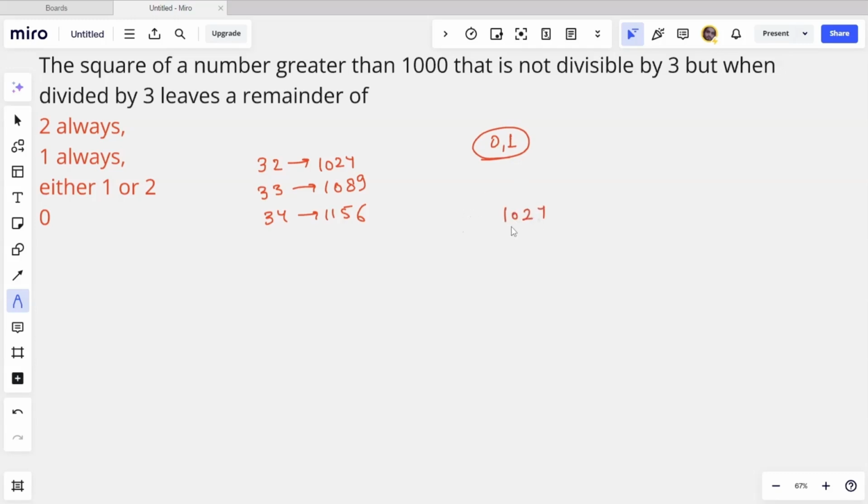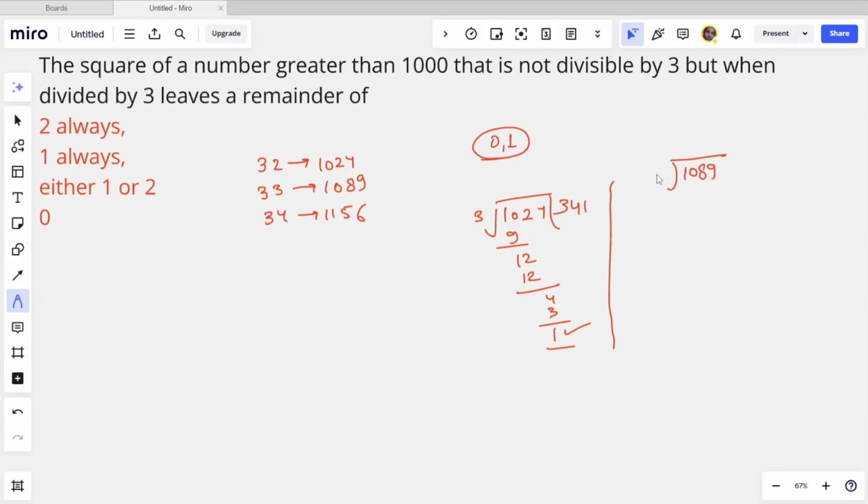If we divide 1024 by 3, 3 3s are 9, then 1, 2, and 3 4s are 12, and this is 4, 3 1s are 3. So the remainder is 1. Okay. Now let's check another one.